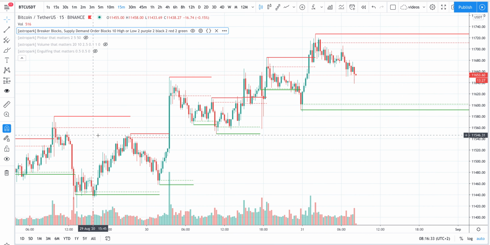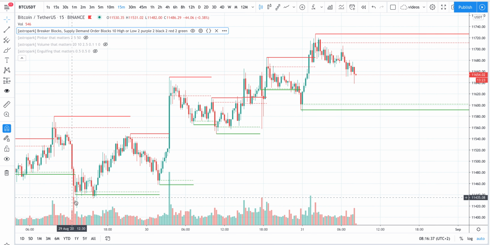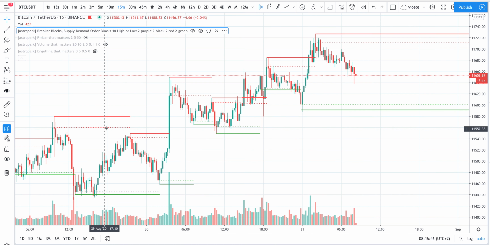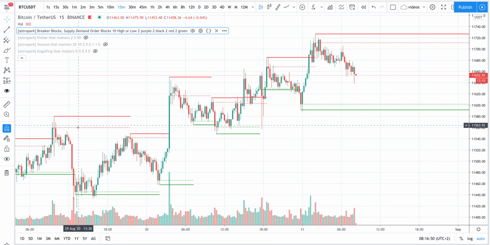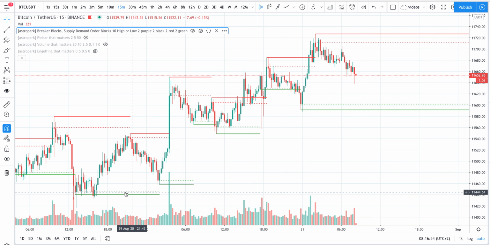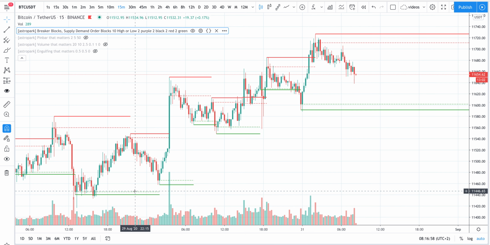So this red one, for example, is a supply zone. This is our demand zone. Here another supply zone, another demand zone, and so on. The red one is a supply, a seller's zone, where you are supposed to short, and in green you see the demand zone, the zones where you are supposed to buy.